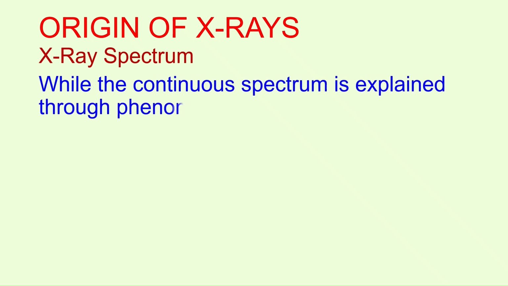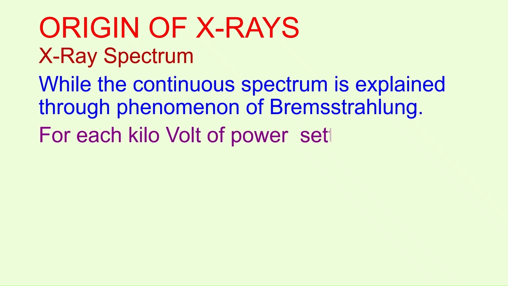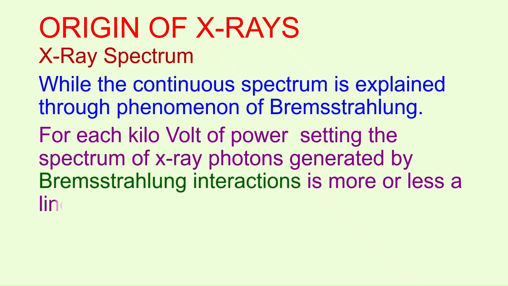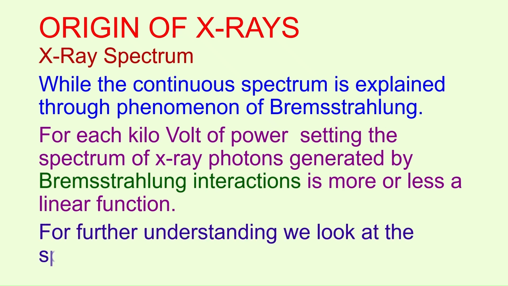While the continuous spectrum is explained through the phenomenon of Bremsstrahlung. For each kilovolt of power setting, the spectrum of X-ray photons generated by Bremsstrahlung interactions is more or less a linear function. For further understanding, we look at the spectrum in two parts.